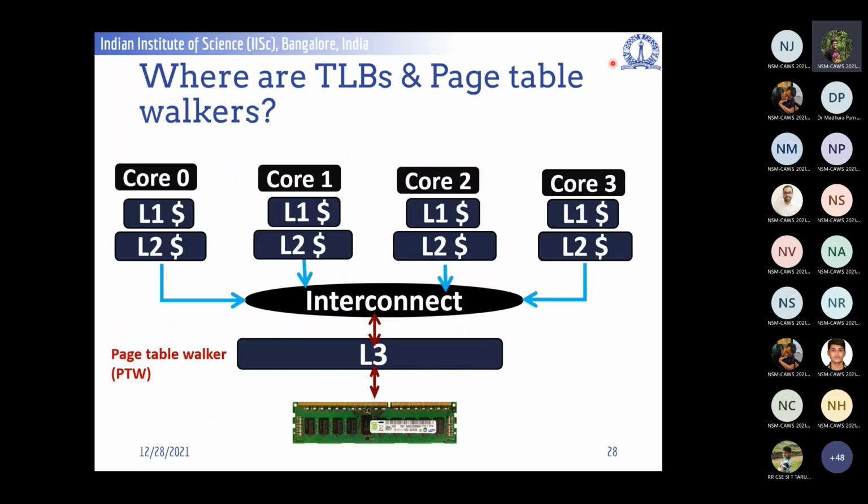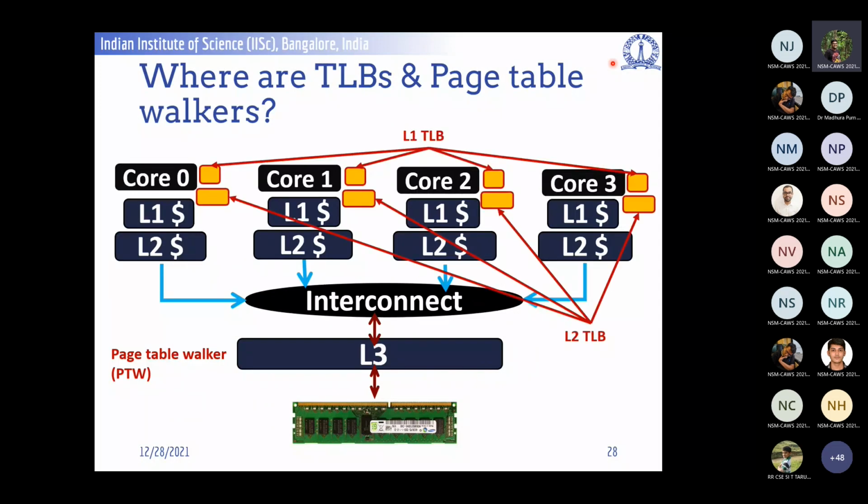So where are these TLBs and the page table walkers located? Typically, each core will have 2 levels of TLB, level 1 and level 2, just like you have multiple levels of caches. You will have level 1 and level 2 TLBs, and each core will have its own page table walkers. So that's conceptually where the TLBs and the page table walkers are located.